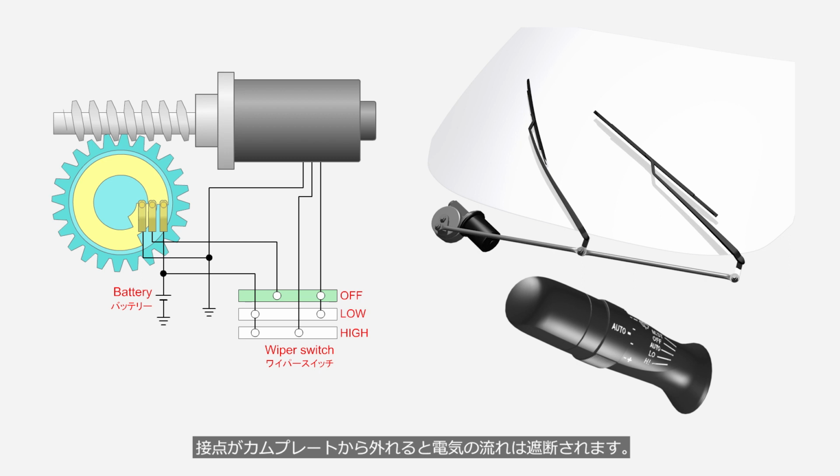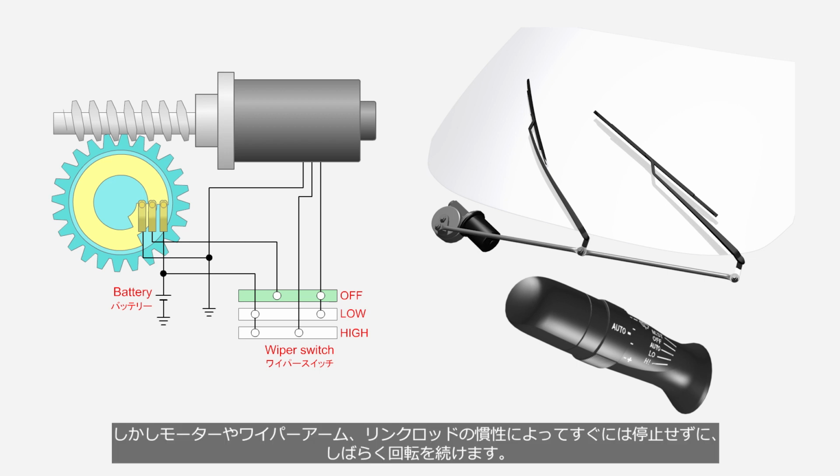When the contact points disengage from the cam plate, the flow of electricity is interrupted. However, due to the inertia of the motor, wiper arms, and linkage, they do not come to an immediate stop and continue rotating for a while.